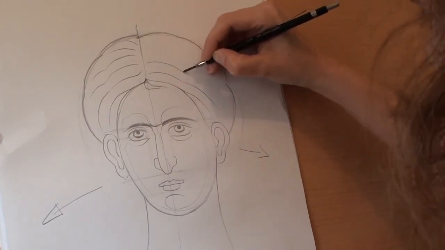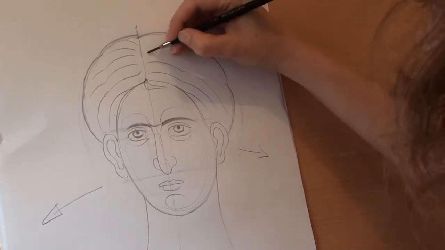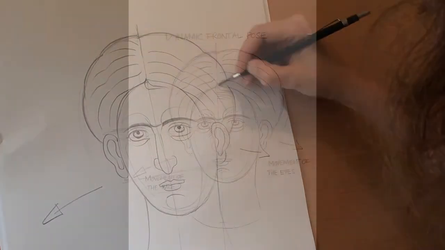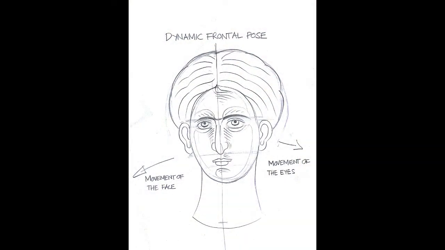As you can see, the hair is also drawn using the transverse principle. Now you can immediately see there's a difference between this face and the one that was in the full frontal pose. There's immediately a sense of movement, both movement and stillness, because the stillness is created by the opposite forces, the opposite movements of the eyes and of the face.